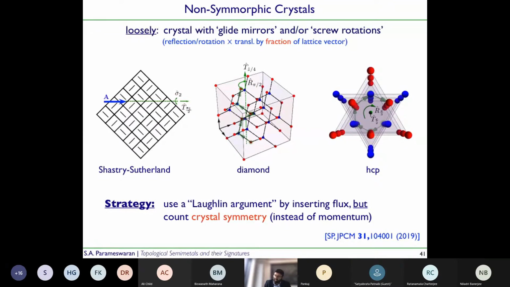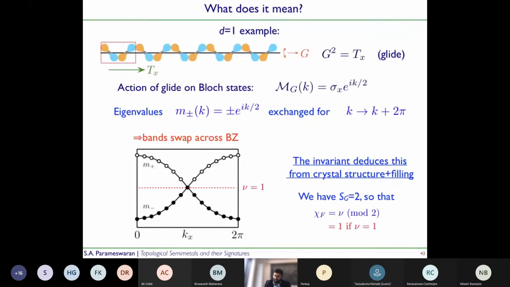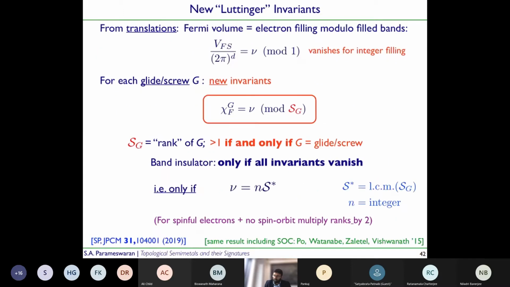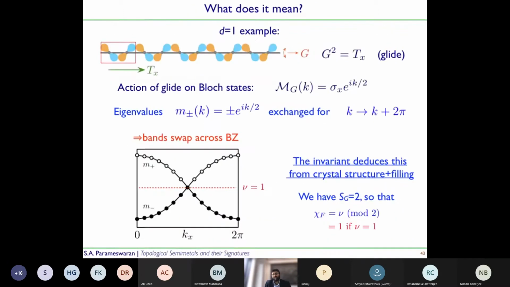So it turns out, and I won't go into the details, if you follow this argument over here, you can actually show that there are non-trivial invariants associated even with the vanishing Fermi volume. And what that means is that there are crystals in which bands are forced to exchange. So in all these non-symmorphic crystals, the bands are forced to be glued together in pairs such that two bands are required. Basically what you find is bands always appear in pairs that swap as you move across the Brillouin zone. And the fact that two bands swap means there has to be a non-trivial level crossing.